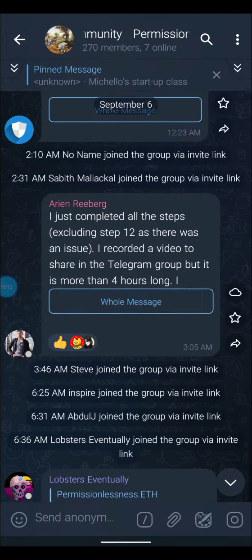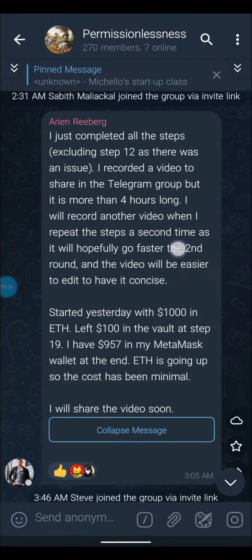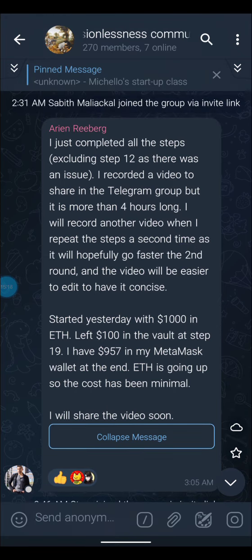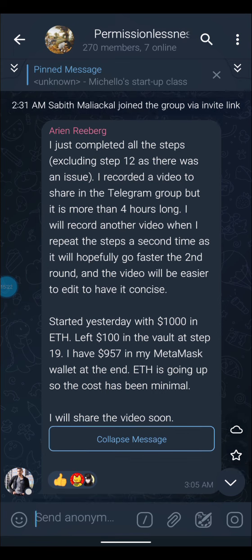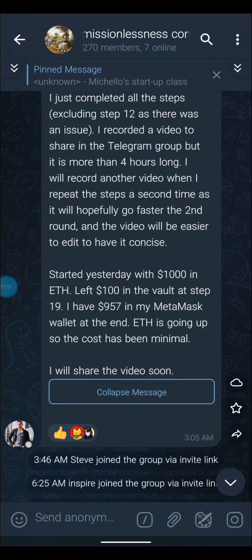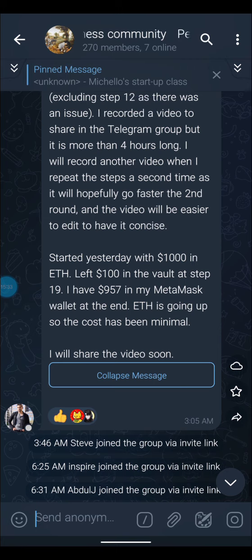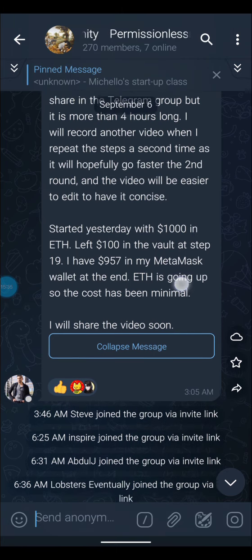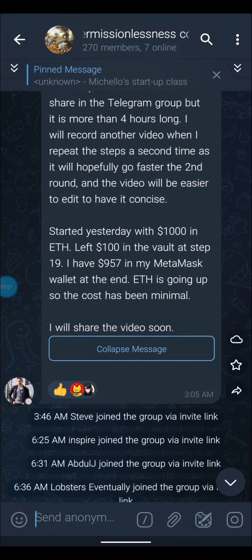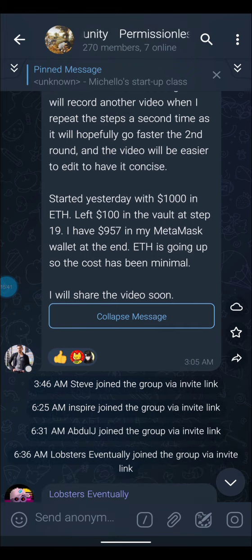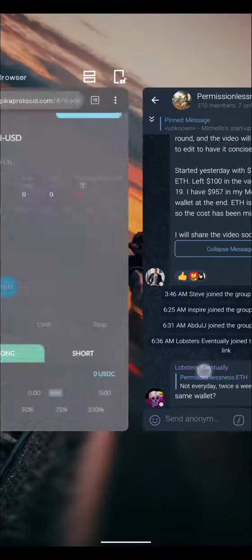Okay, I might not be able to find it, but it says, I just completed all the steps excluding step 12 as there is an issue. This step 12 I was talking about earlier, but I think they have rectified that. He also mentioned how much he used for this airdrop and how much he had left after using such amount. So you can do well to join the Telegram group and read up on that.